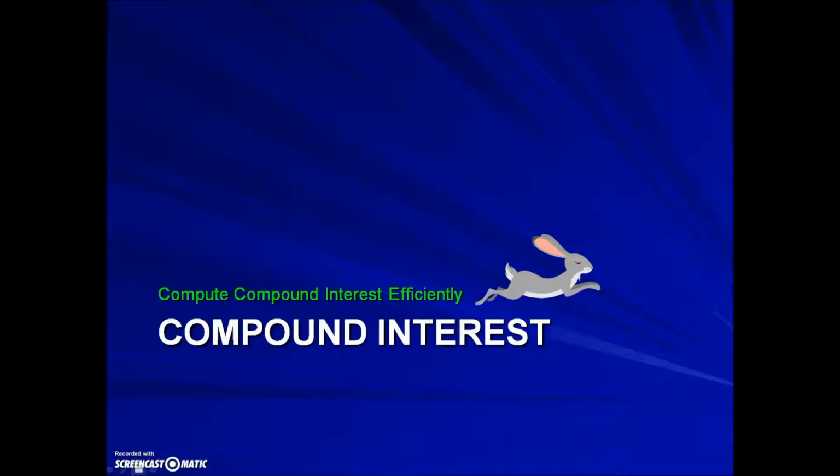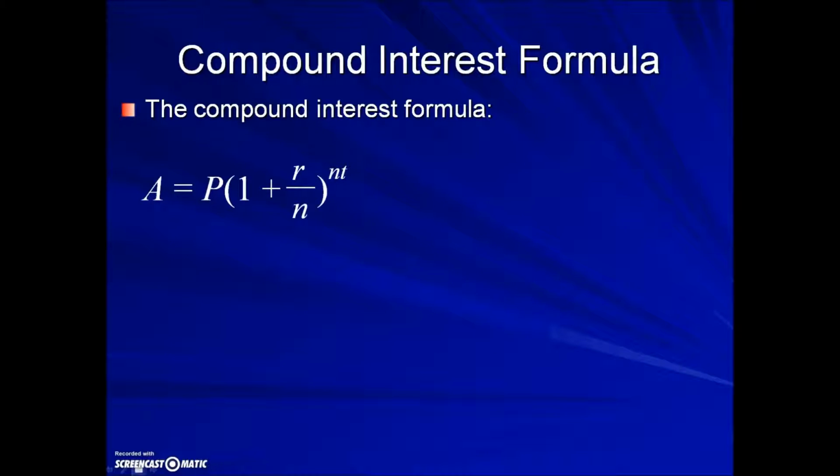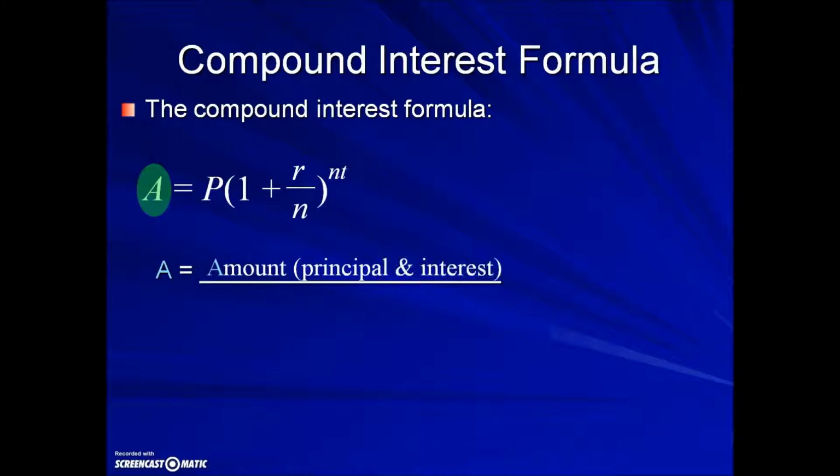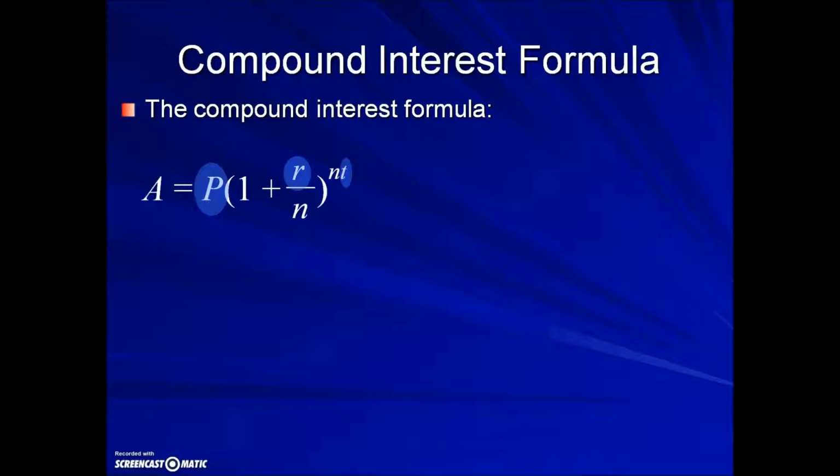Finance Unit, Section 2, Computing Compound Interest Using the Compound Interest Formula. This is the compound interest formula, where A is the total amount in the account. This would be the combination of the principal and interest.